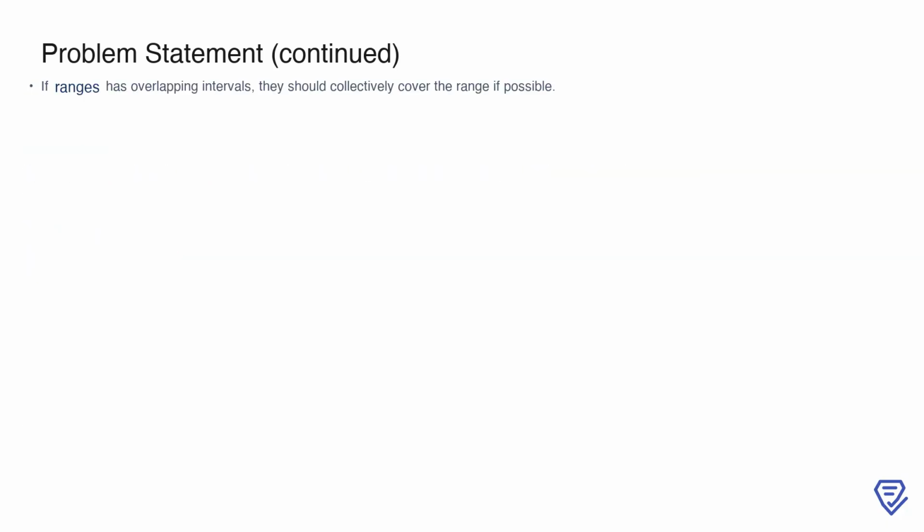It's important to note that the intervals in ranges can overlap, and this is perfectly acceptable. Overlapping intervals may collectively cover the range we are checking. For instance, if multiple intervals each cover parts of the range, left, right, they can work together to ensure that the entire range is covered. The key is to evaluate all intervals and confirm whether every integer in the specified range is accounted for by at least one interval, regardless of overlaps.